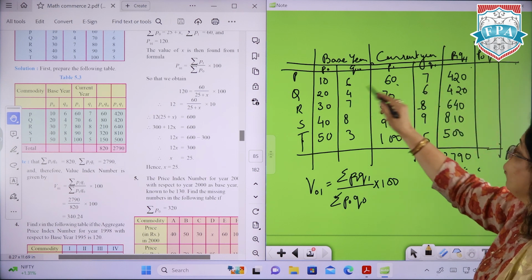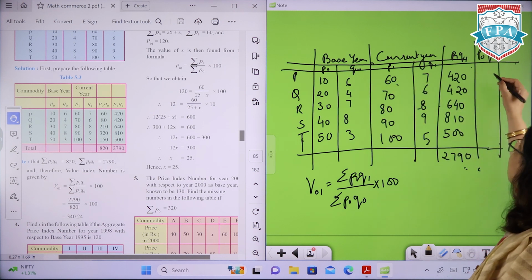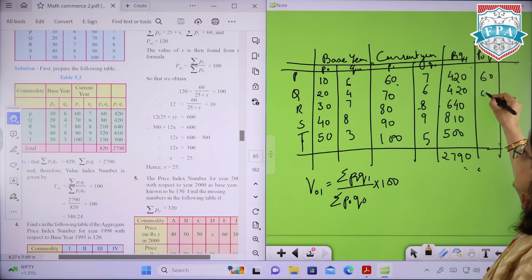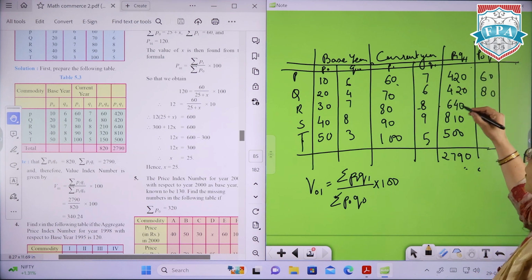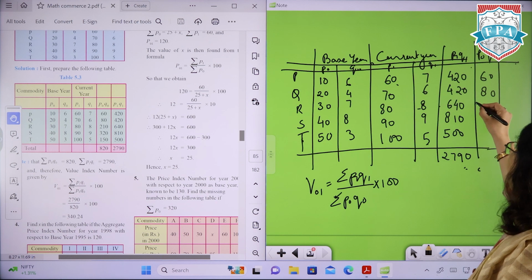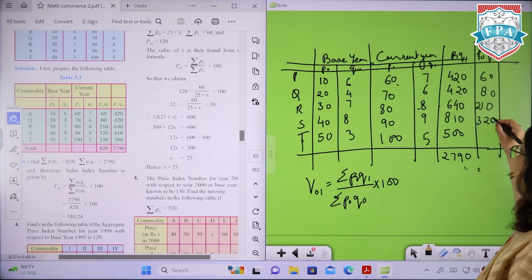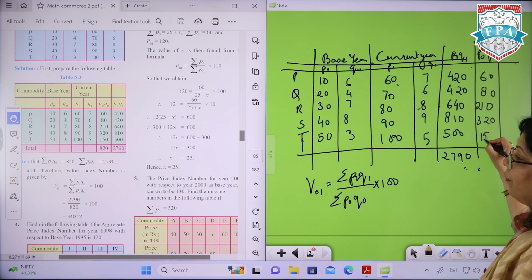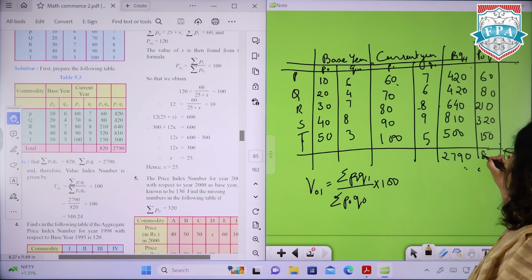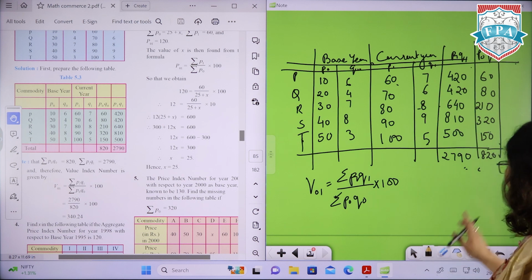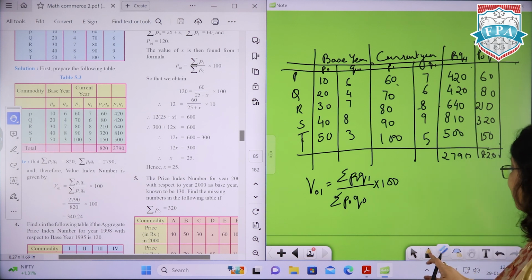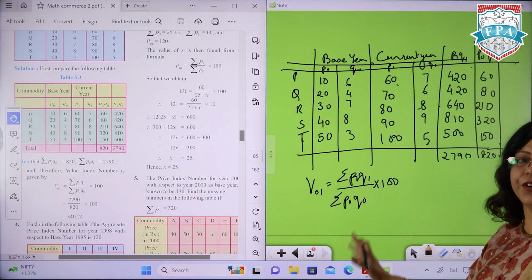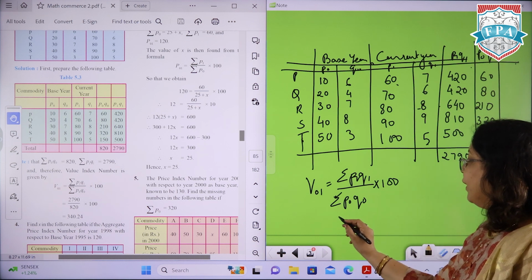P naught Q naught, when you go with 10 into 6, 60, 80, 30 into 7 is basically your 210, 320 and 150, which is coming as 820. So when you have these values with you, we just have to put it into the formula which we have written below and calculate the answer.